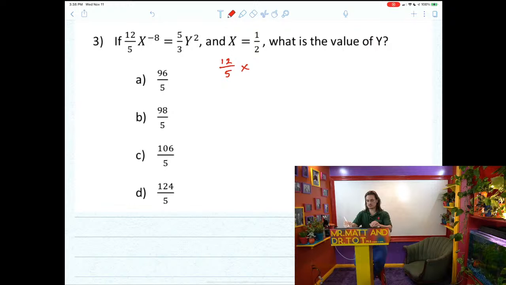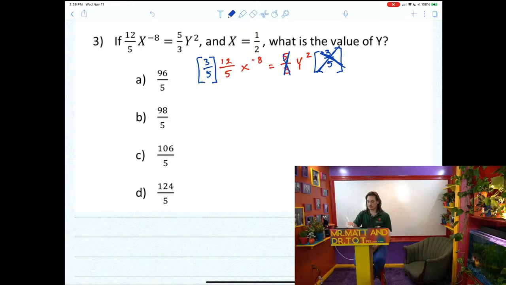Okay, so let me just copy this problem down. So we have 12/5 x raised to the negative 8 power is equal to 5/3 y squared. Alright, so the first thing, I'm going to get rid of those coefficients. So I'm going to move the 5/3 over to the left-hand side. I'm going to do that by multiplying on both sides by 3/5. If I multiply by 3/5, that's going to cancel out the 5/3.